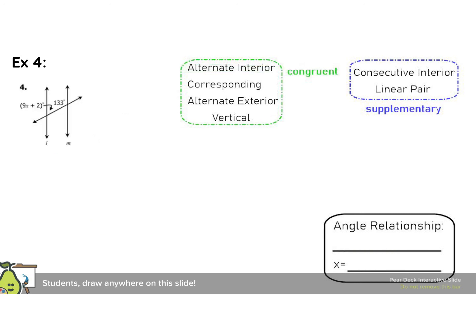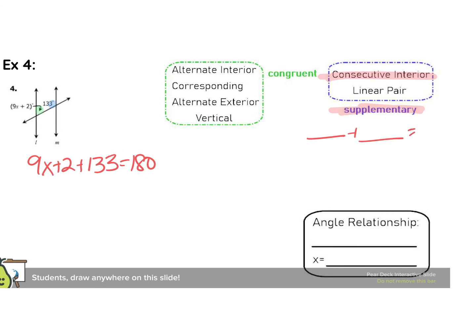Last one we're looking at here, we have 9x plus 2 there and 133 there. So these are consecutive interior, right? Which means that they're supplementary. So this is the only one where our setup is going to be a little different. We're going to add them together and set them equal to 180 because that's what supplementary means. So blank plus blank has to equal 180.